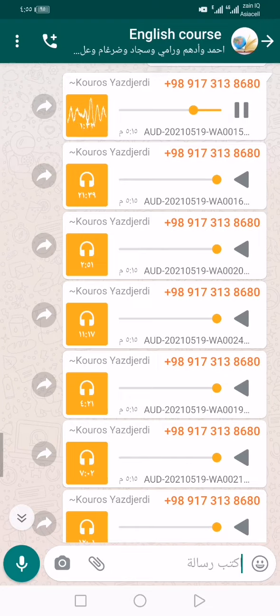Okay, from the beginning of the paragraph, I read sentence by sentence and then translate that sentence to Persian.